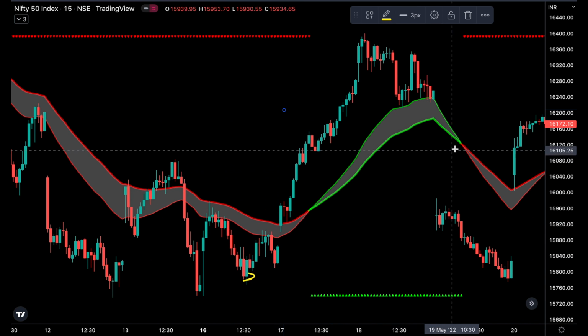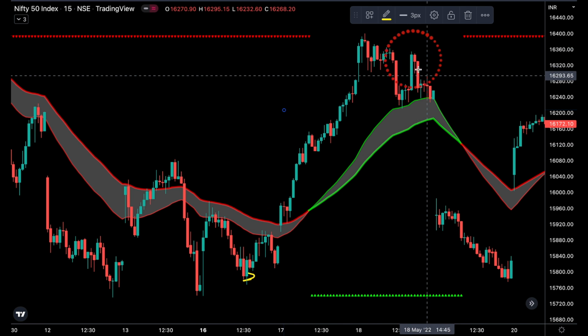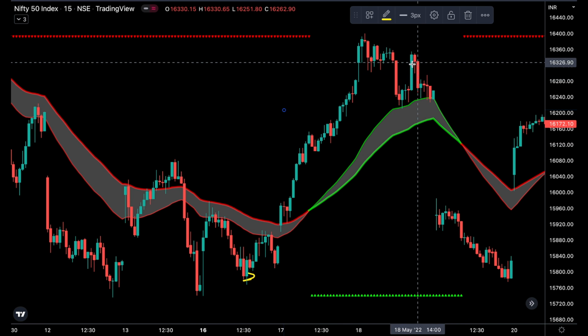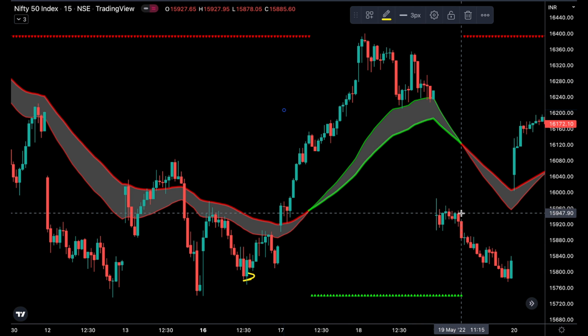Let's take a look at the downtrend over here. We got a signal here, but the downtrend started somewhere over here. This is where the peak is. So again, we got into the downtrend halfway through.